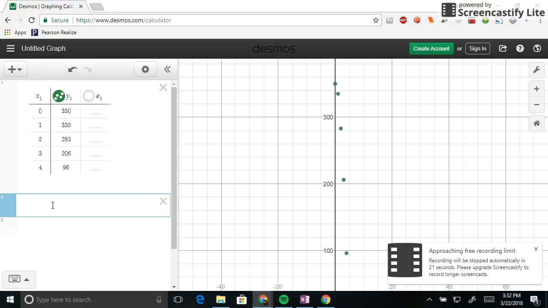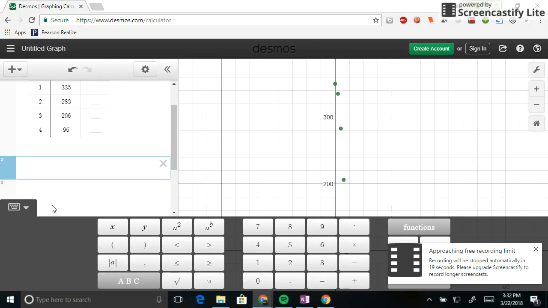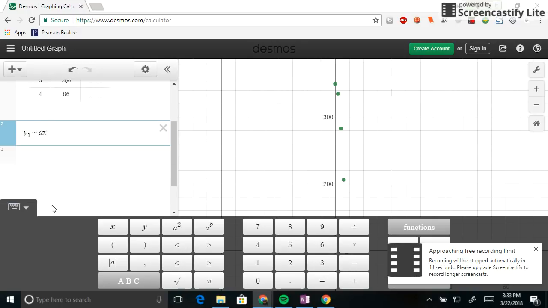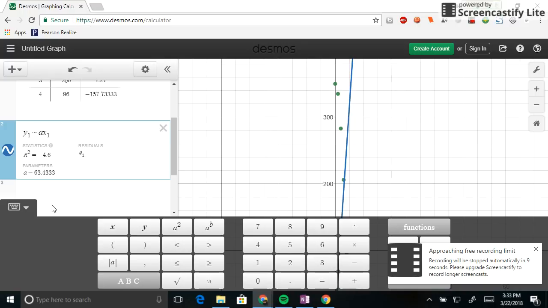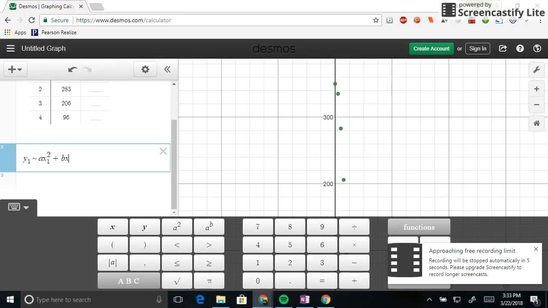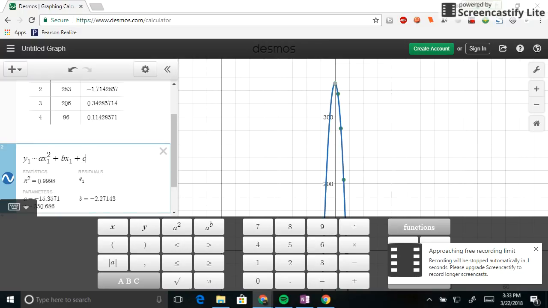So when I go to Desmos, I can look at a regression model just by doing y sub 1 tilde a x sub 1 raised to the second power plus b x sub 1 plus c. And this gives me the regression.